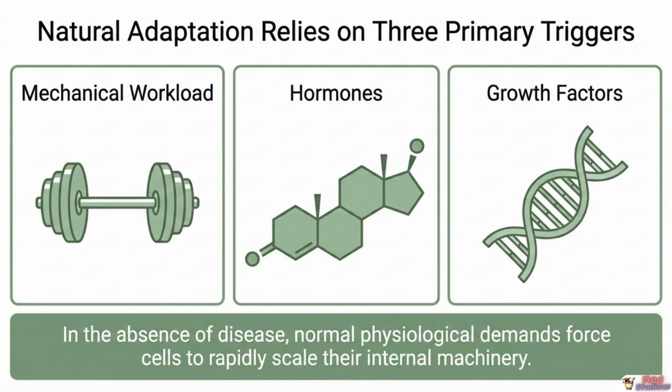The third trigger is growth factors. Locally secreted signaling proteins such as insulin-like growth factor 1, also known as IGF-1, and transforming growth factor beta, or TGF-beta. These molecules are released by neighboring cells in response to mechanical or chemical stress, and they bind to specific receptors on the target cell's surface to initiate the growth program. Together, these three trigger categories cover virtually every scenario of physiological hypertrophy you will encounter.